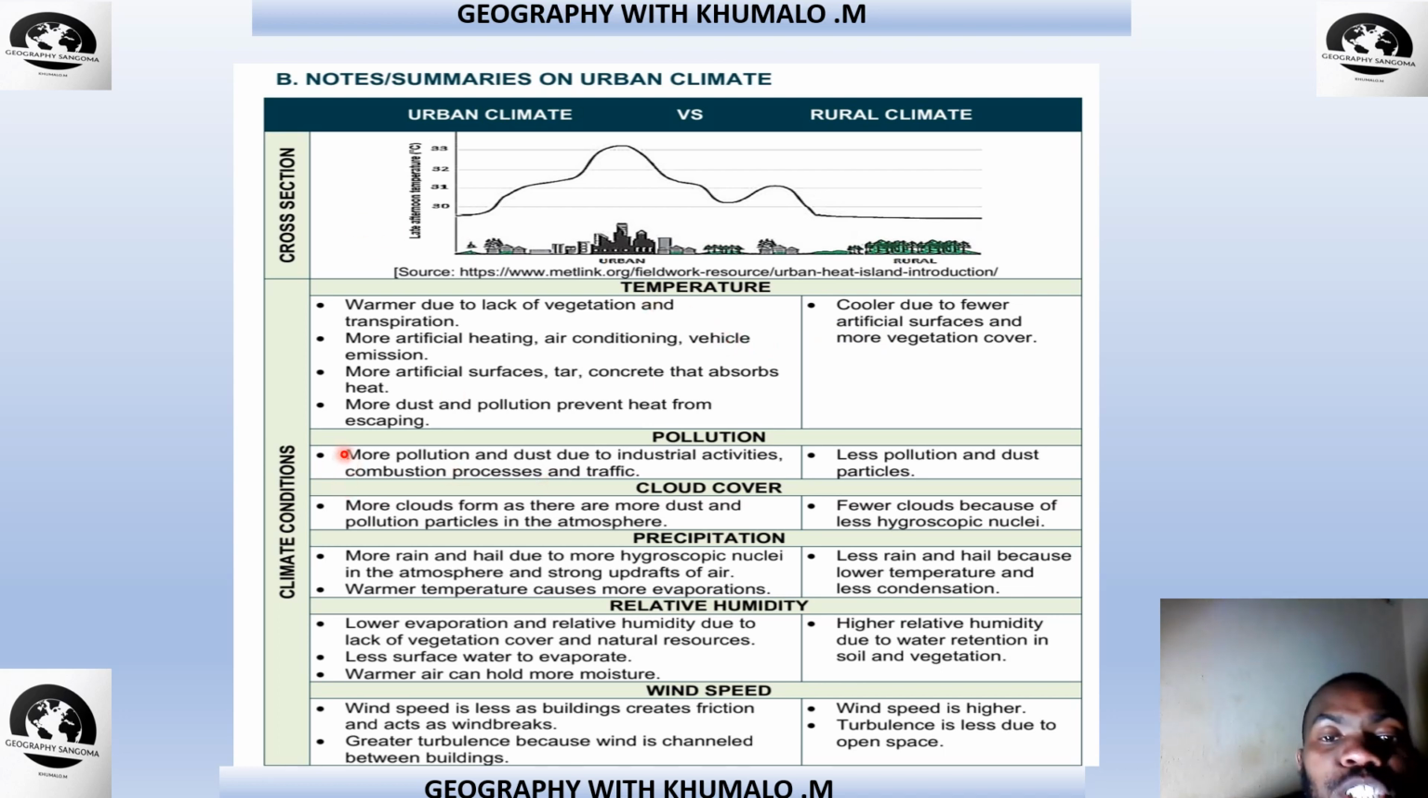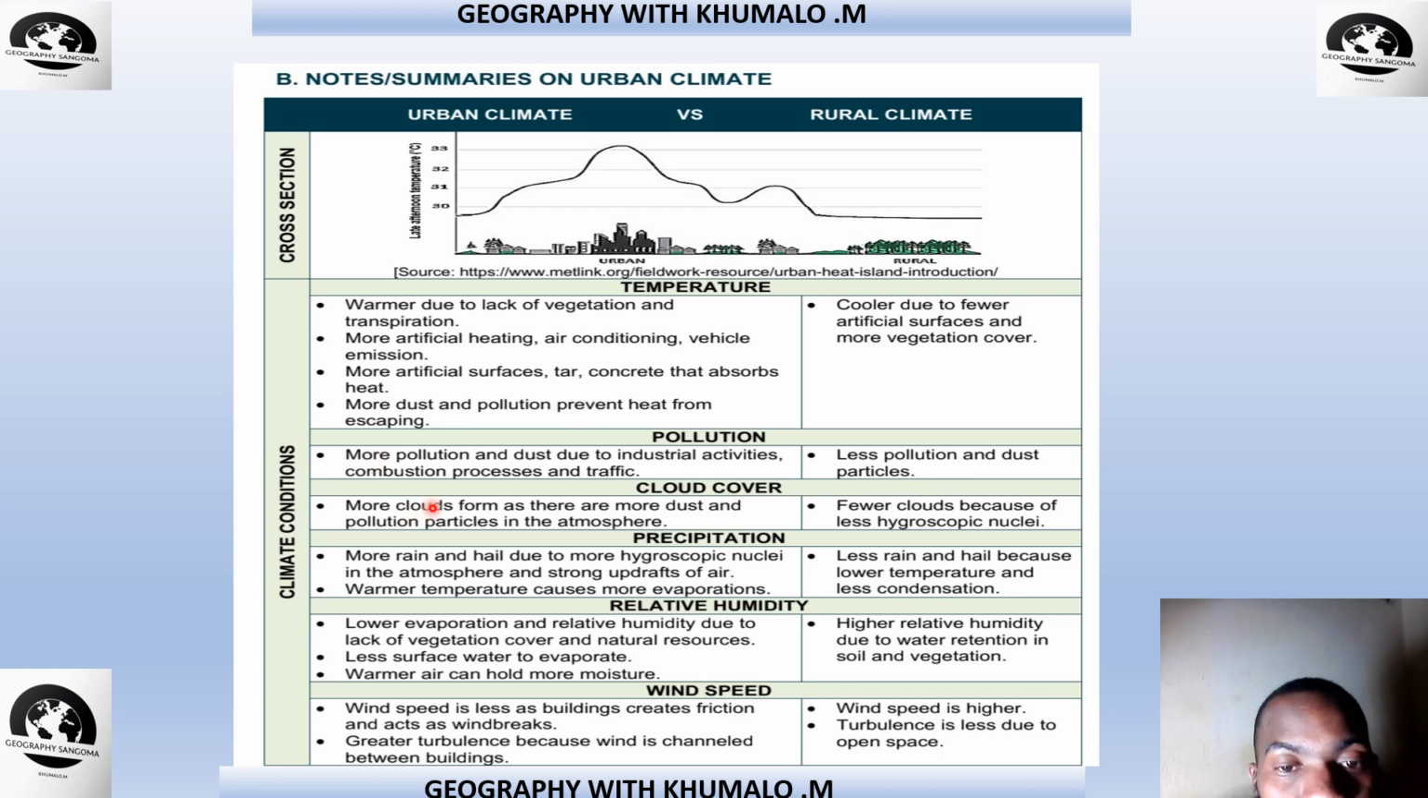Now, what other climatological conditions can we compare between the two? The pollution. In urban areas, there is more pollution and dust due to industrial activities. What are industries, grade 12? Remember, we are talking about those industries, those businesses that deal with manufacturing and processing of goods. So they release pollution because there are many industrial activities in the urban areas than in the rural areas.